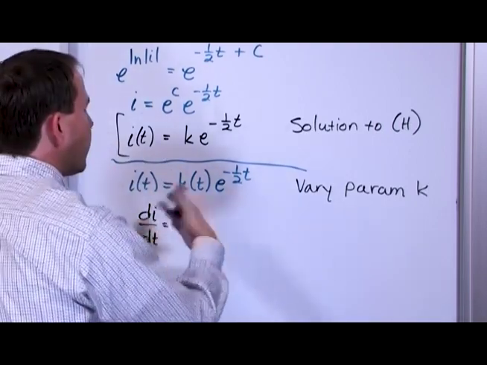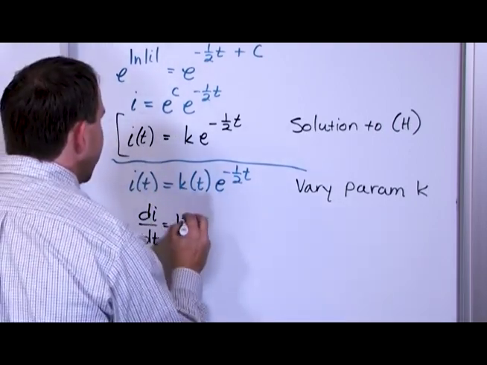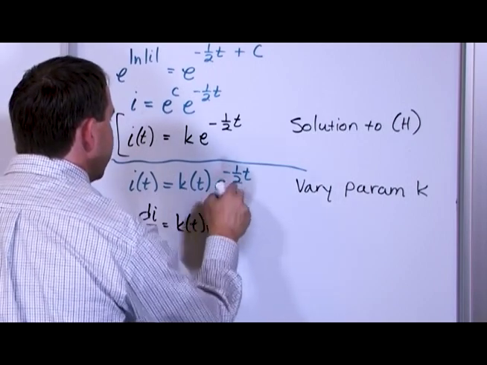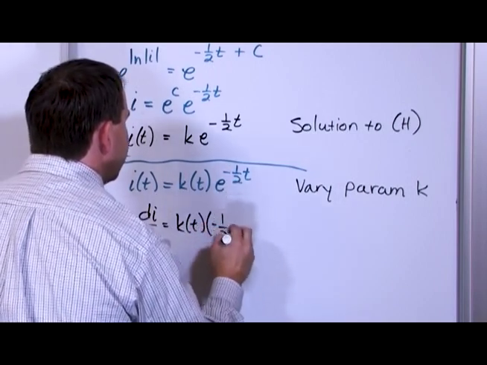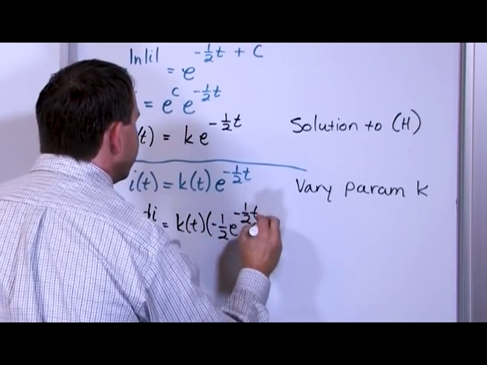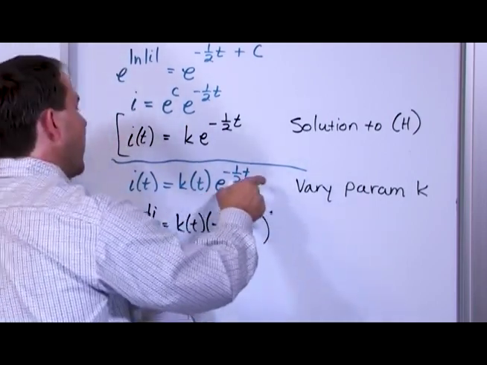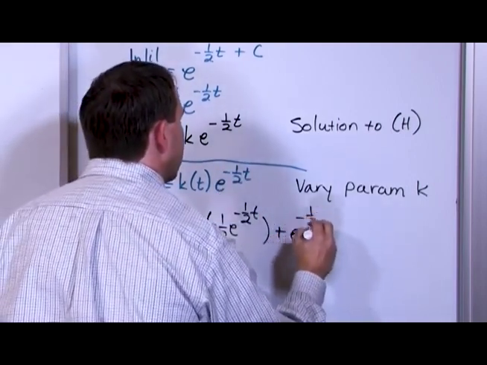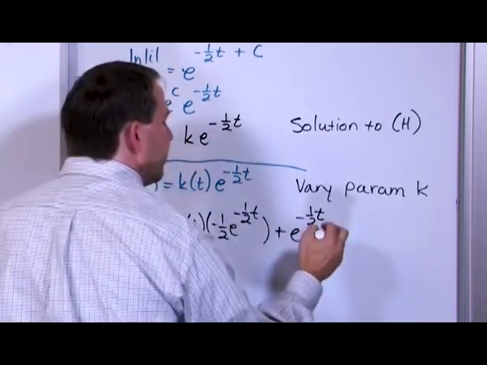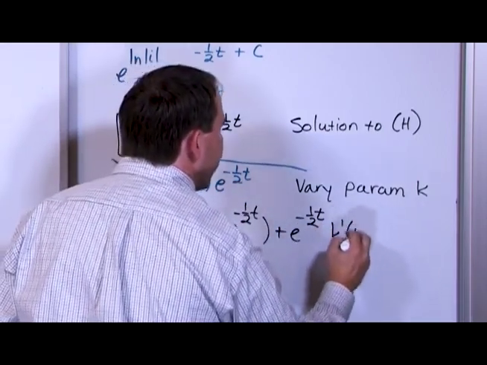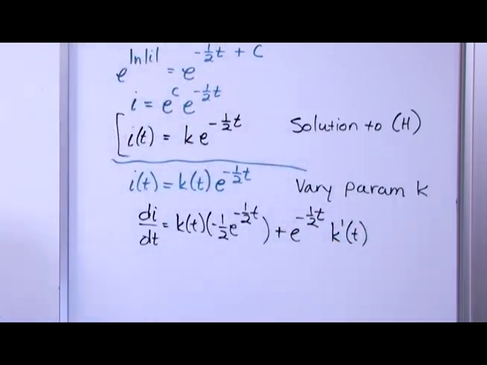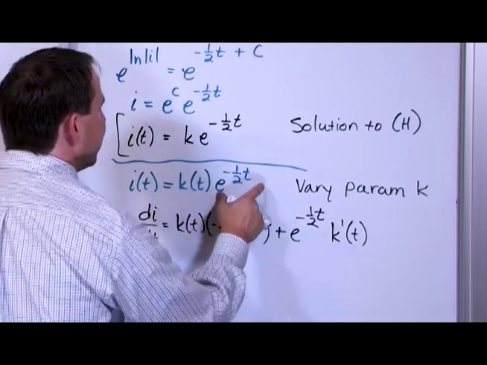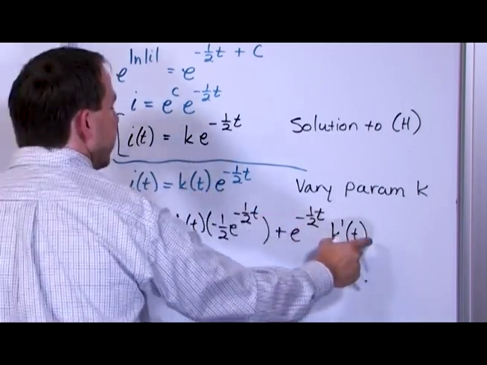So you have to use the product rule of derivatives. So it's going to be k of t times the derivative of this, which is going to be negative 1/2 times e to the negative 1/2 t. This times the derivative of this plus this times the derivative of this, but you really don't know what that is, so you just write it as k prime of t. All right, make sure you understand this. We just took the derivative, this times the derivative of this plus this times the derivative of that.